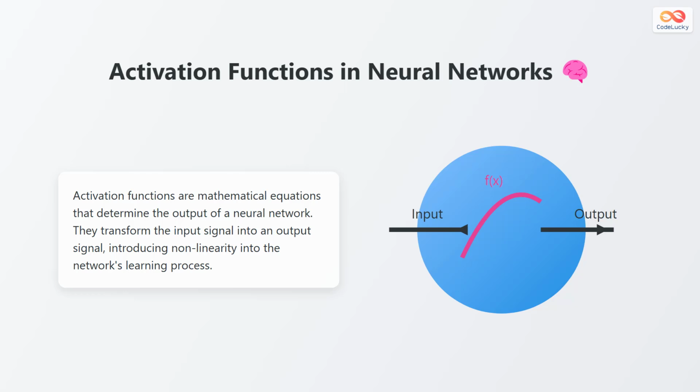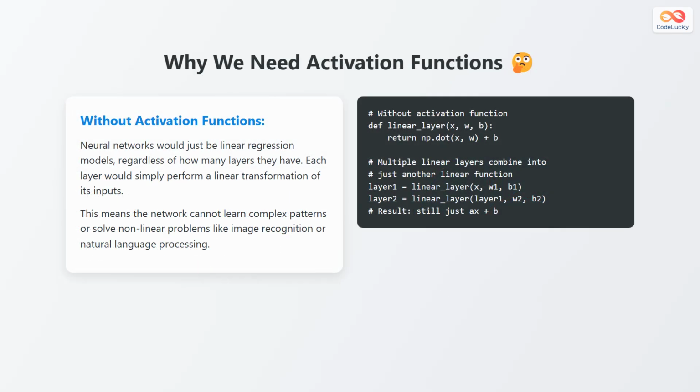Activation functions are mathematical equations that determine the output of a neural network. They transform the input signal into an output signal, introducing non-linearity into the network's learning process. In simpler words, these functions decide whether a neuron should be activated or not, based on the relevance of its input. Let's explore why we need activation functions.